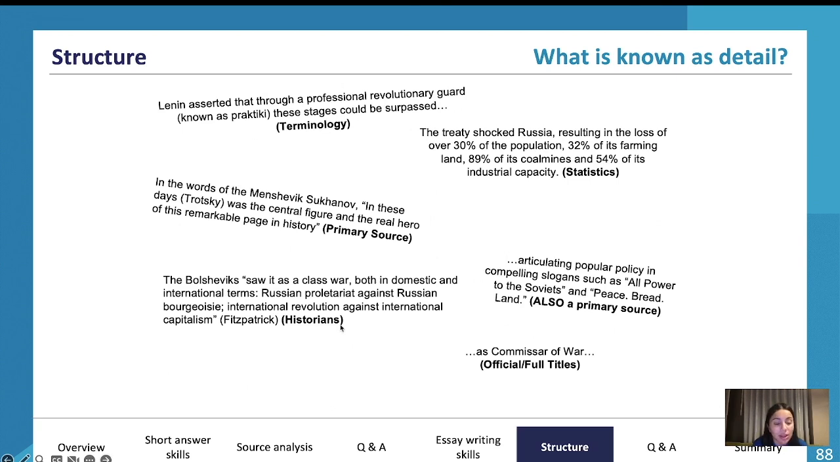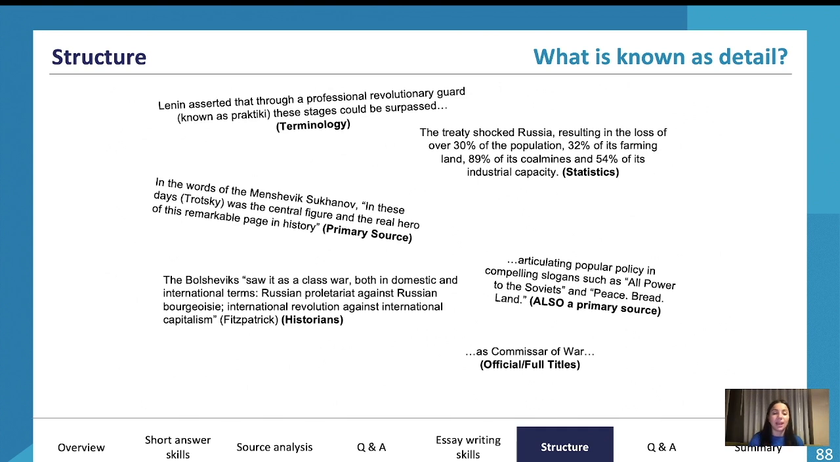And then we've got a historian, and if you're doing Russia, you're very aware of Fitzpatrick, and a quote from there, or even just using the official full titles like the Commissar of War, or Trotsky's title, Stalin's title before the power struggle, especially Stalin, because they all had so many different roles in the party. Using that is just like using a statistic, because it is official and full titles, and it's kind of the terminology of the text.